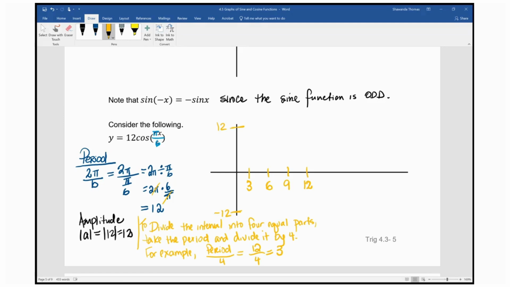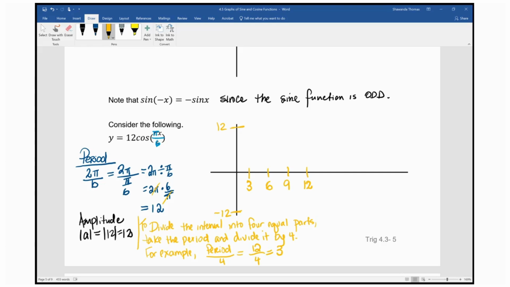And what do we know about cosine and where our x-intercepts are? Y'all go back in your notes. Cosine, normally x-intercepts are where? Or where does it cross the x-axis is what I'm saying. Where does cosine cross the x-axis?